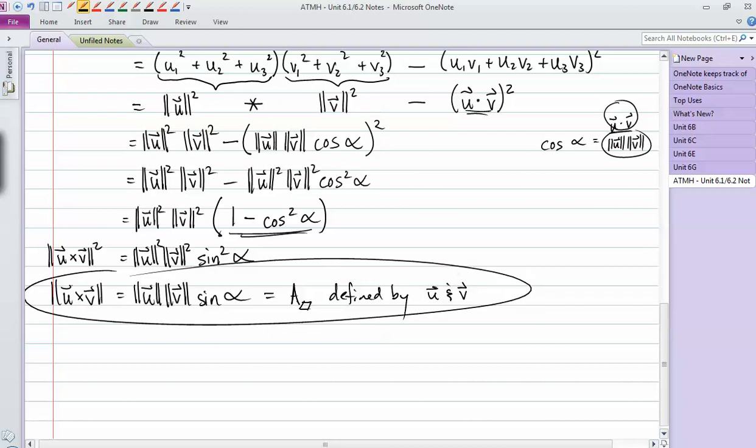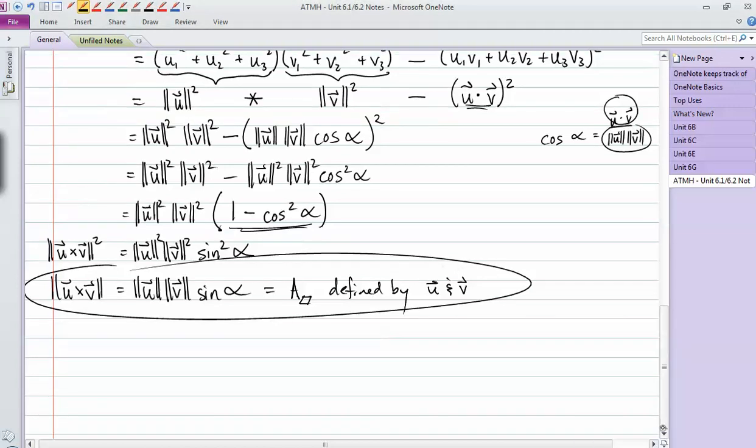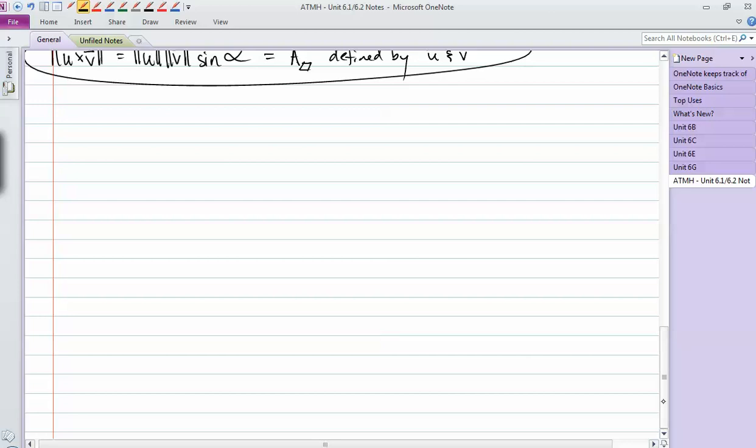Okay, so there's that. I'm going to do one other thing using u, v, and the angle in between them, and then that'll be it for notes for today. So let me see how we're doing here. Okay. The one other thing I want to cover is related to 6.2 now. It's the projection.